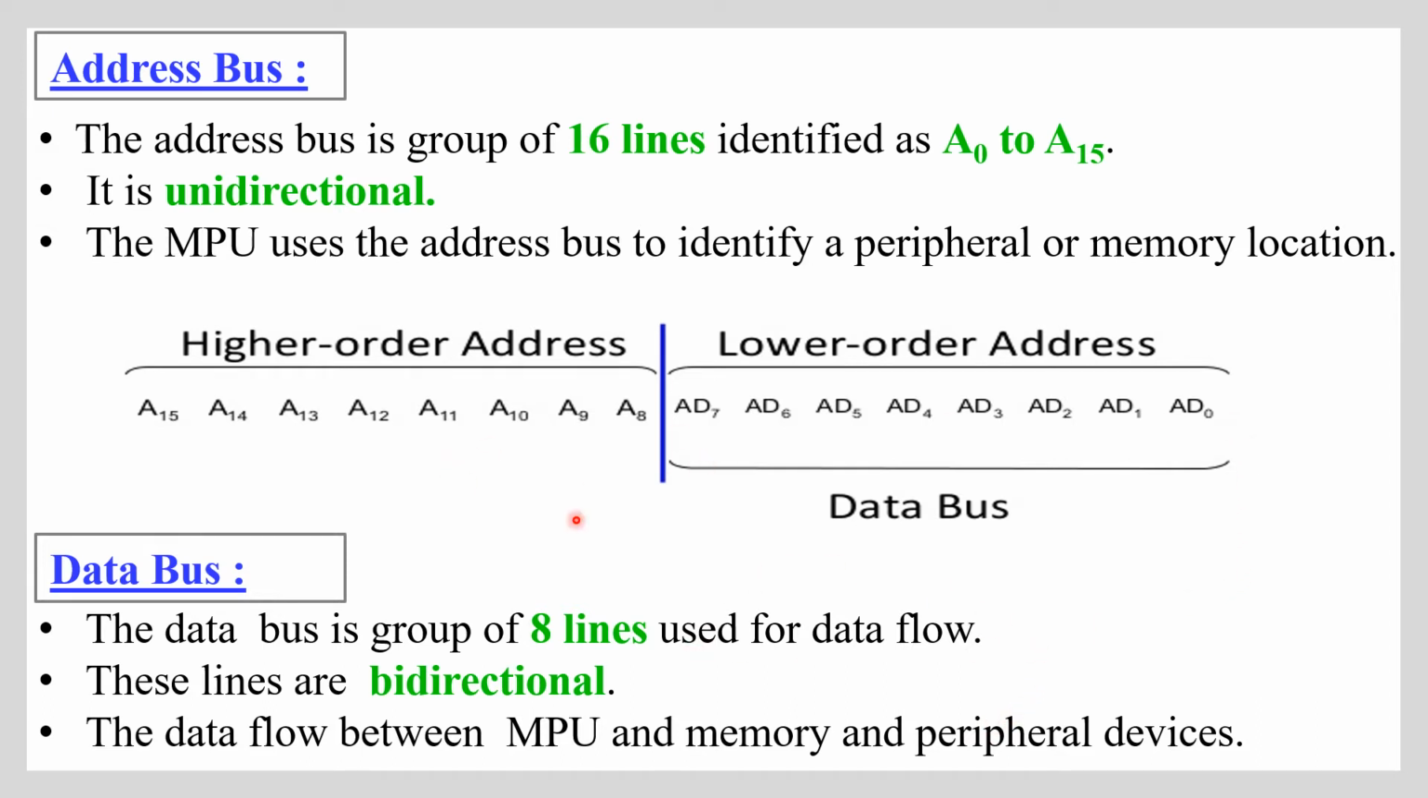These lines are bidirectional. Bidirectional means the data flows in both directions between the microprocessor unit and memory and peripheral devices. The MPU uses the data bus for transferring the data. So these lines are bidirectional. The data flows between the MPU, that is the microprocessor unit, memory and peripheral devices. Is it clear? Address bus and data bus.